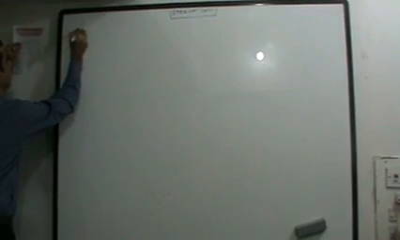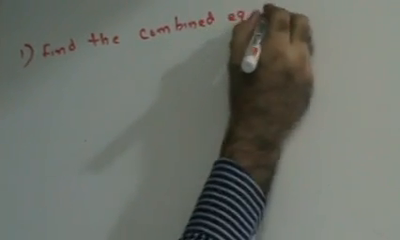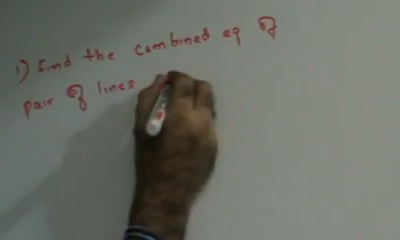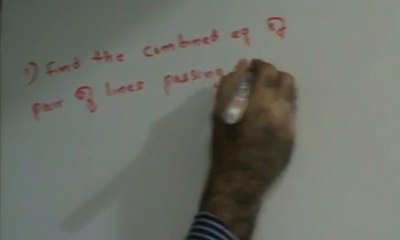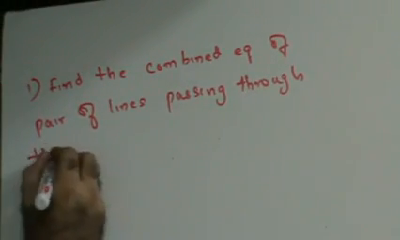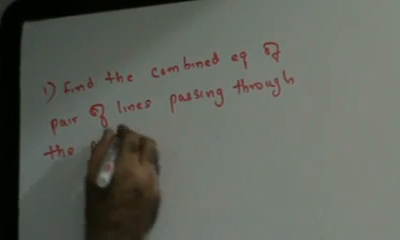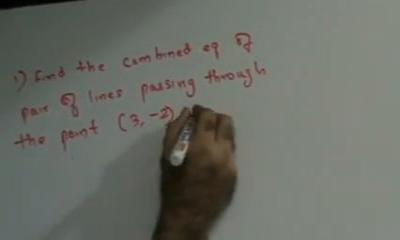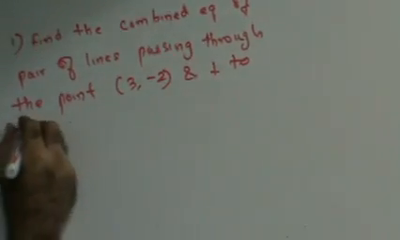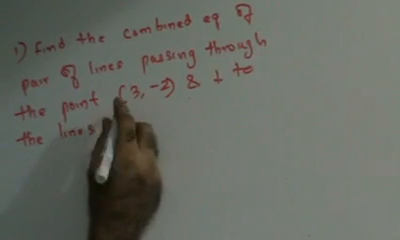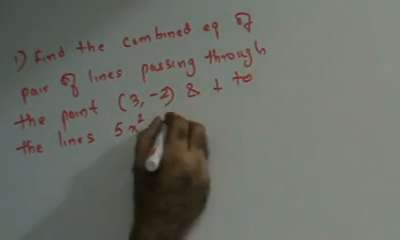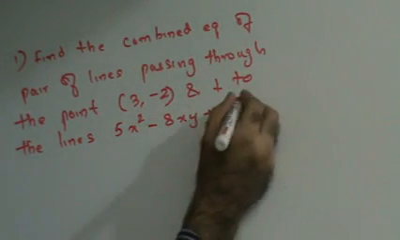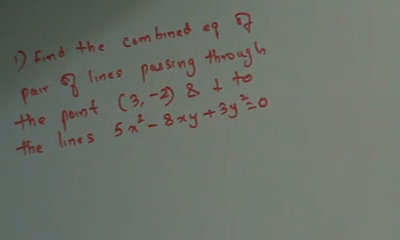Let's see this. Find the combined equation of pair of lines passing through the point 3 comma minus 2 and perpendicular to the lines 5x square minus 8xy plus 3y square is 0.